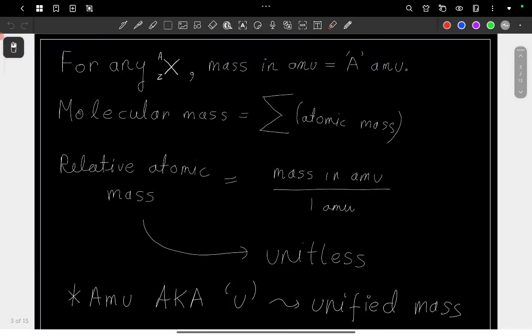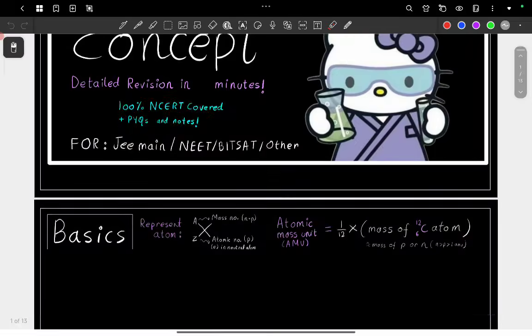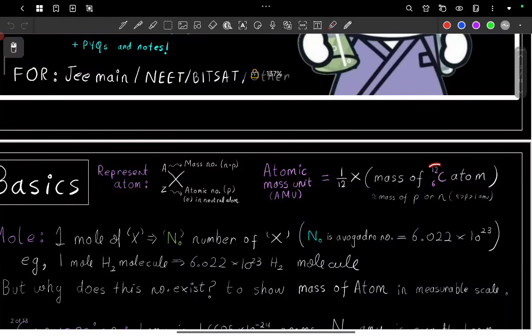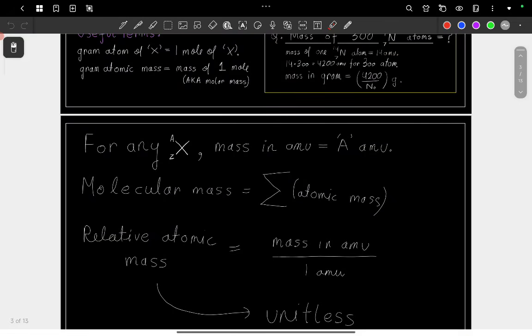Now, for any atom, its mass in AMU is equal to A AMU. What is A? A is the mass number. In any atom, the top number is its mass in atomic mass units, and its molar mass when expressed in grams.